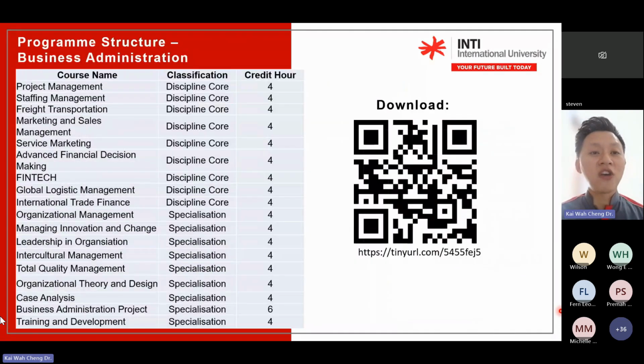And finally, we have business administration. I hope everyone has already either scanned the QR code or taken a screenshot. This information is for your own reference. Now I would like to tell you how to read the program structure, because all of you should be able to read your program structure, because you have to know how many courses you have to complete until your final modular term.